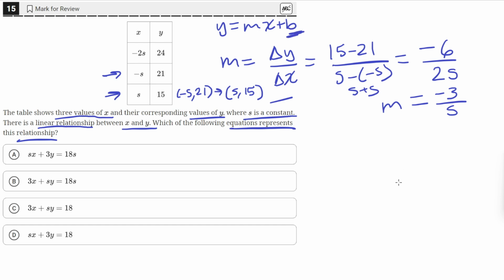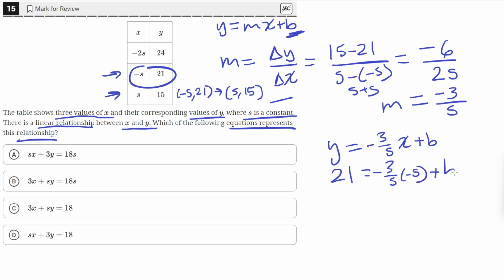And we can do that by just plugging in a point. So right now our equation looks like this. We have y equals m, which is just negative 3 over s, times x plus b. We want to solve for b, but we can use a value of x and y, because these are values of x and y, to solve for b. So let's just choose this point here. So x equals negative s, so we'll plug that into x, and y equals 21.